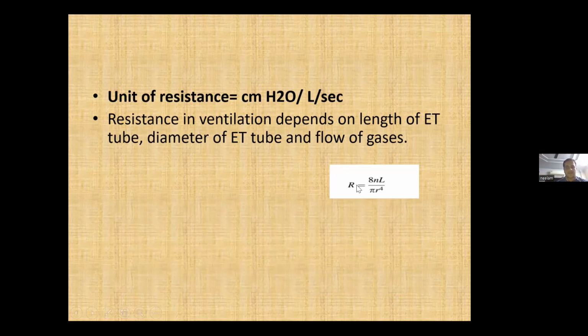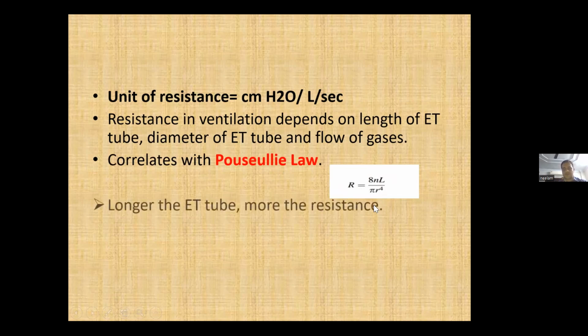Now the formula for resistance is this one, that is R is equal to 8 eta L upon pi R square. So this is nothing but Poiseuille's law, again a law of physics. In Poiseuille's law, if we want to see the resistance to gas flow through any tube, then the resistance of the gas flow through a particular tube depends upon the length of the tube, and it is inversely proportional to the radius of the tube.